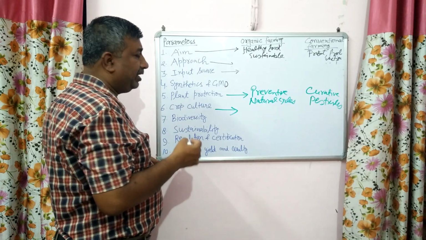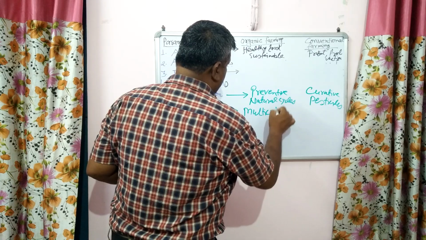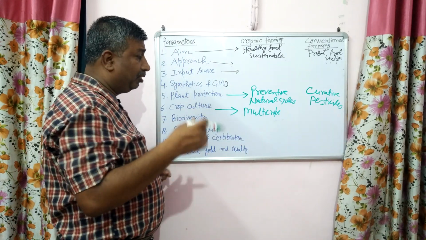Then crop culture. In organic farming, the crop culture is multiculture. Different types of crops are grown, belonging to different families.